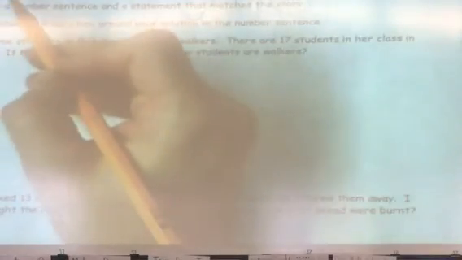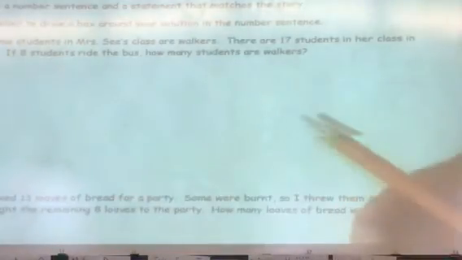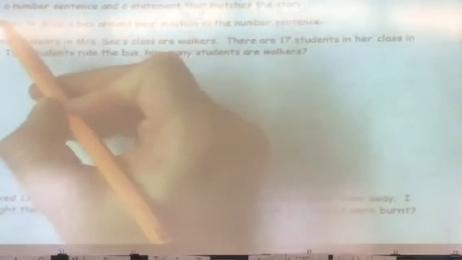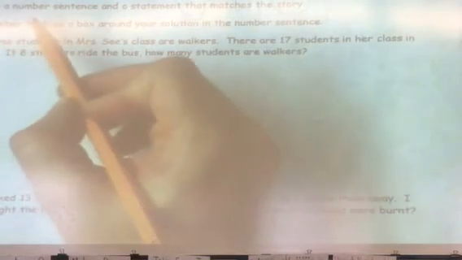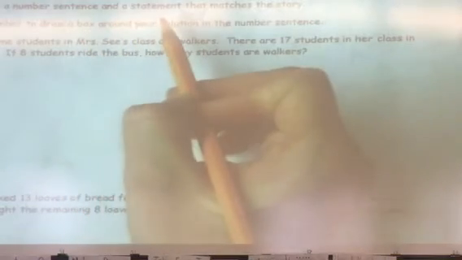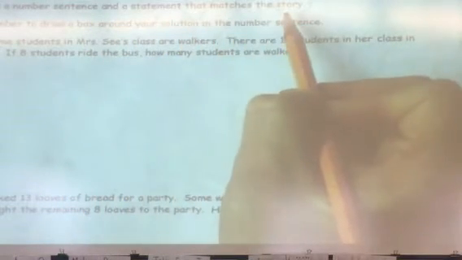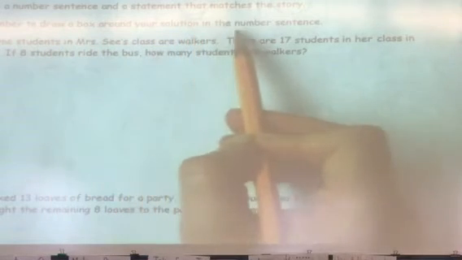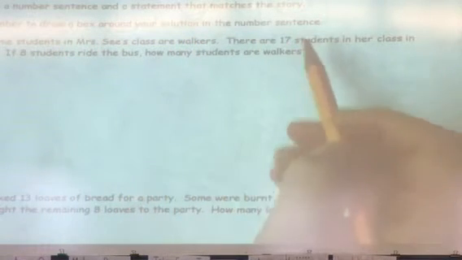And then the very first thing we need to do when we start to solve a problem is we need to read the word problem. If we don't read the problem, we can't solve it because we don't know what the problem is. So then the next thing we need to do is to draw and label. And then the third step is to write a number sentence and a statement that matches the story. Remember to draw a box around your solution in the number sentence. I'll show you that when you do it too.